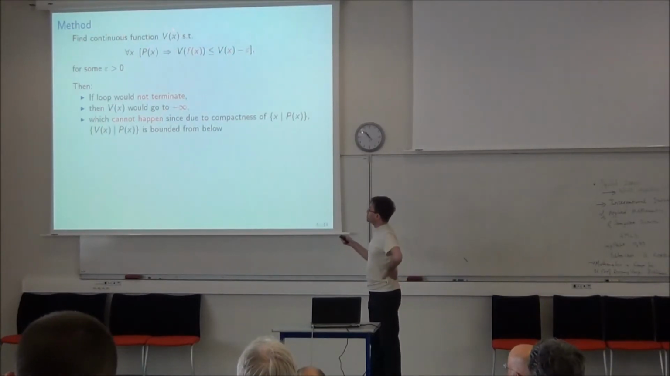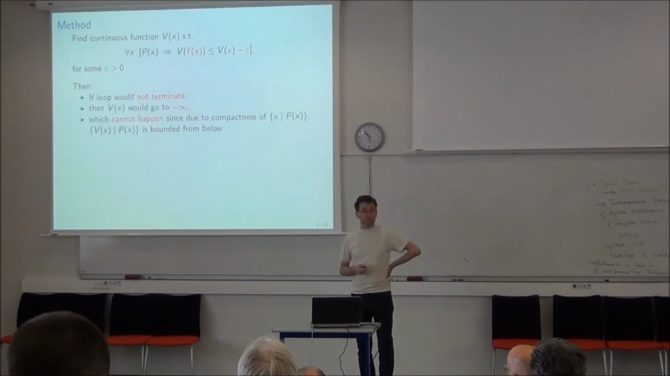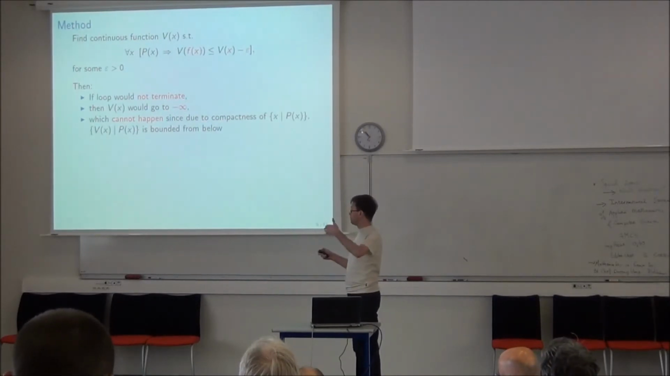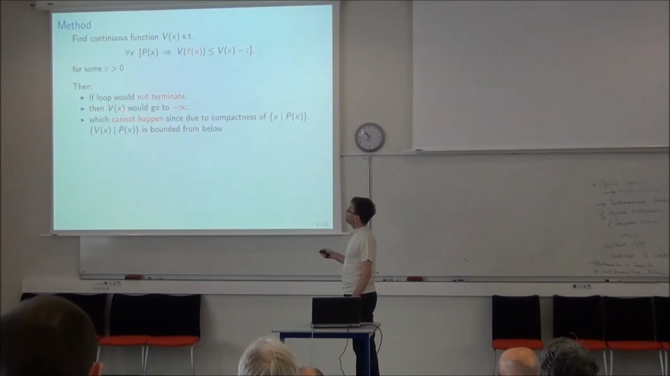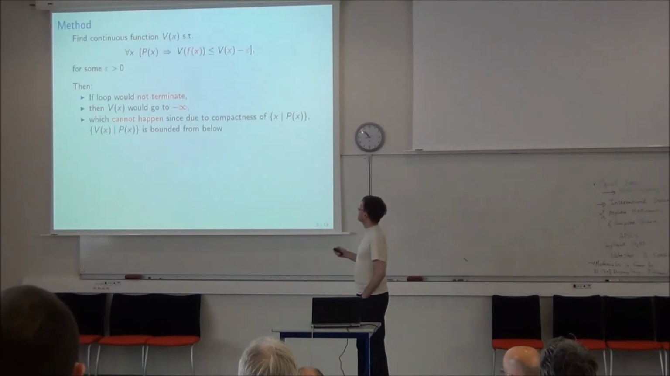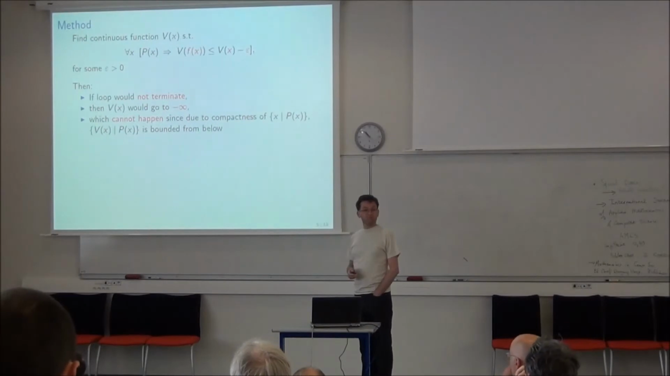Now, if we can find such a v, then we know that the loop has to terminate. If it would not terminate, if we would stay in the set P forever, then the value of v on the x would go to minus infinity. This cannot happen since we are working on a compact set, and so the values of v in the set are bounded from below.